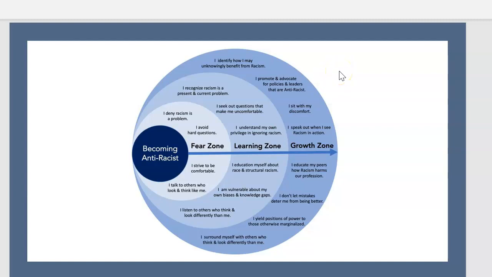So the third level of becoming an anti-racist is when we're willing to grow, when we acknowledge and identify that we have benefited from racism, that we've benefited from privilege based on skin color. When we become advocates and speak out when we see racism, when we take responsibility to educate others, and we don't let our mistakes, because we are going to make mistakes, hinder us or deter us from taking action.